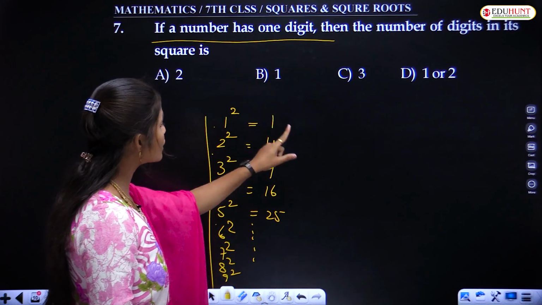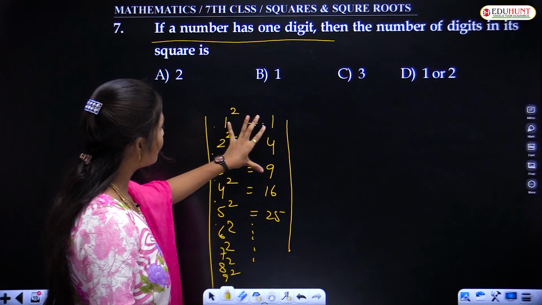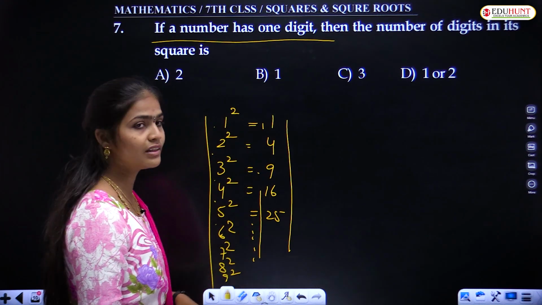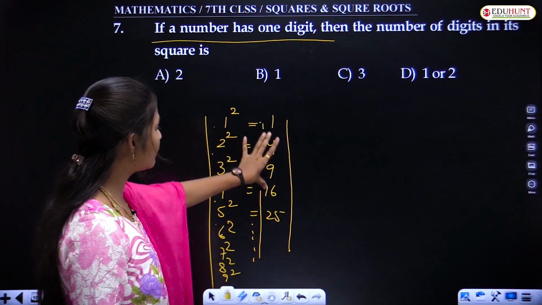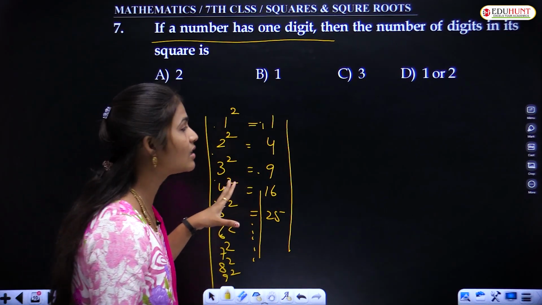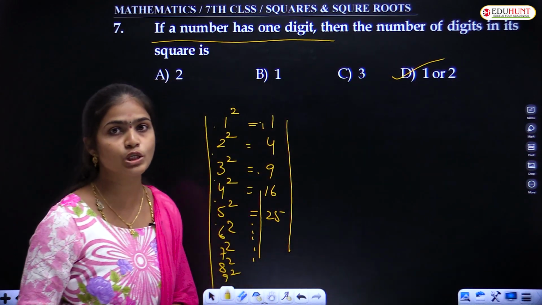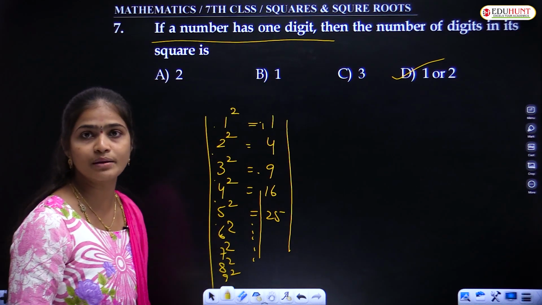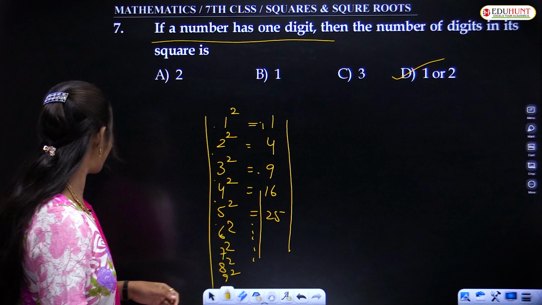Here in its square, how many digits are there? Some of the squares have only 1 digit, and the remaining have 2 digits. So what can we say here? The square of a single digit number has 1 or 2 digits. Is it clear? So the next one.